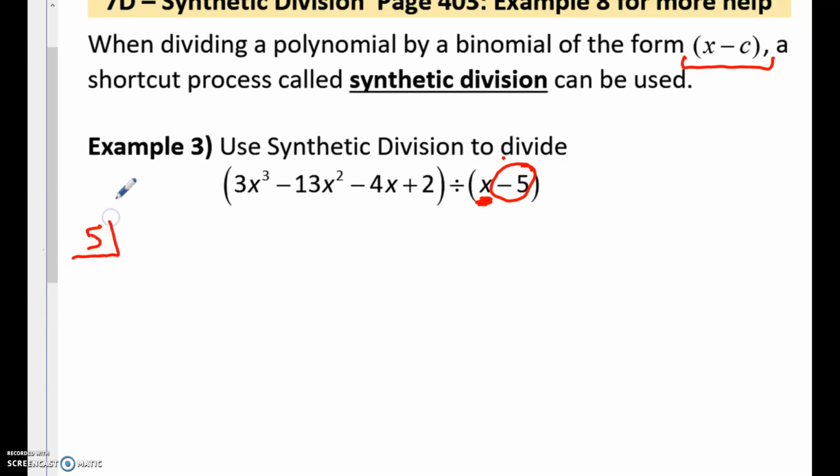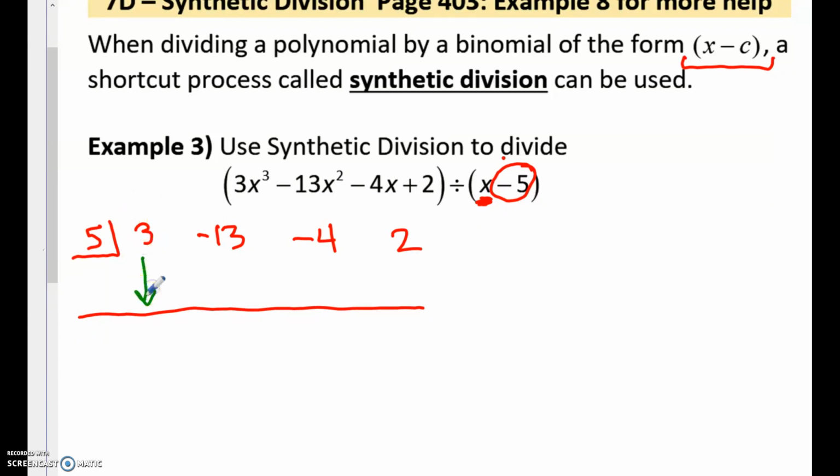Then I look at the terms over here, and I need to put in place values if I don't have my descending order with every single term represented, but right now I've got all my place values. So I put just the coefficient. I've got a 3, a negative 13 in front of the x squared, a negative 4 in front of the x, and a plus 2 as my last term. And I'm going to draw a bar down here. And my first step is always to drop down the first piece, the 3.